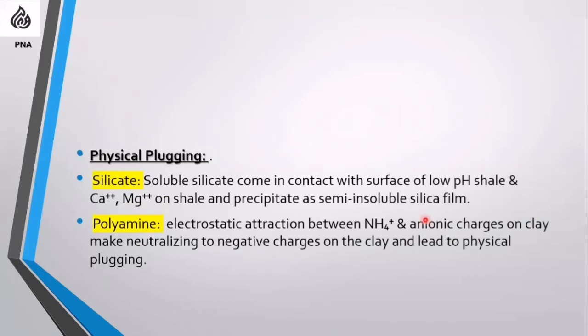For physical plugging, we have soluble silicate. When it finds low pH shale, or calcium and magnesium ions on the shale, the soluble silicate immediately precipitates as a semi-insoluble silica film and makes a membrane, and this physical plugging prevents more water from going inside the formation.